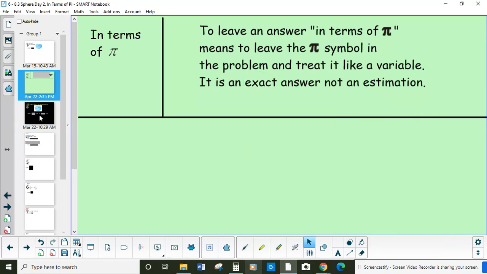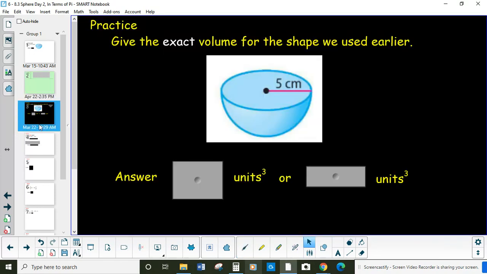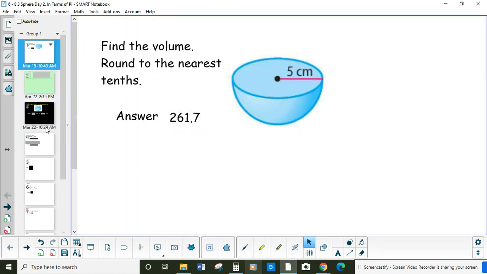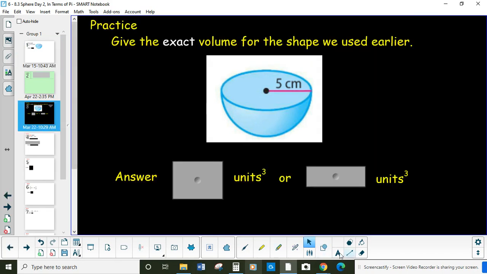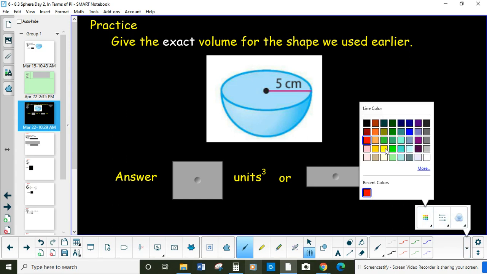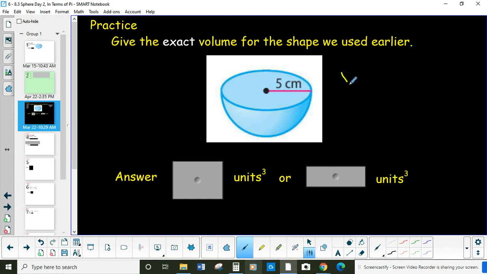So let's go ahead and do that last problem we did just a minute ago and see this time, instead of giving this estimated answer that we gave, let's give an exact answer. And by exact answer, they mean in terms of pi. So how would we do that? Well, we're going to do it very similarly to what we did last time. The formula for the volume of a hemisphere is, now it's half, so it's 2/3 instead of 4/3, right? 2 is half of 4. 2/3 pi r, which is still 5 this time, cubed.